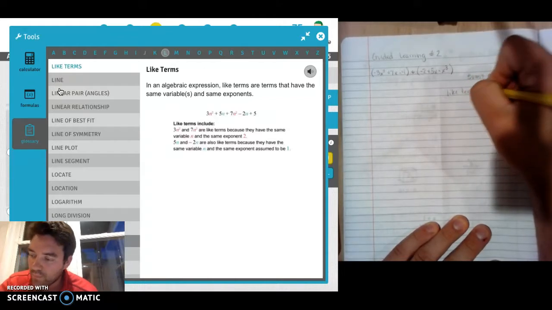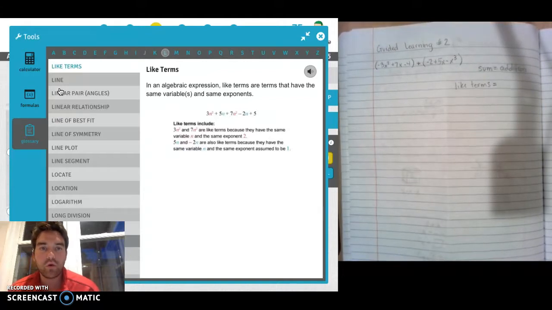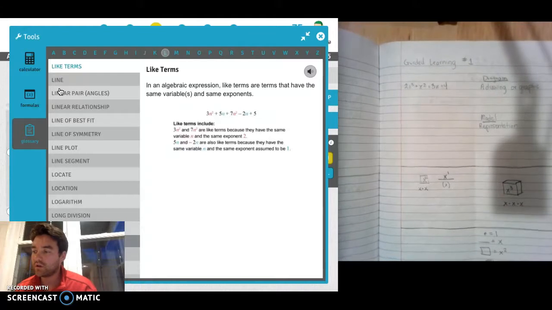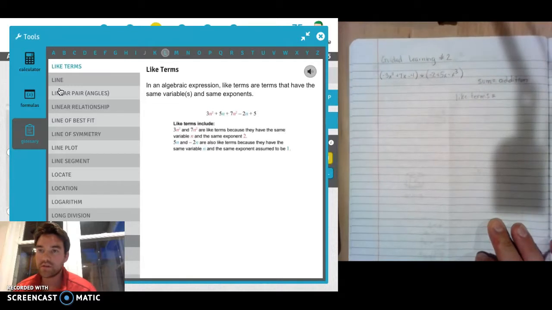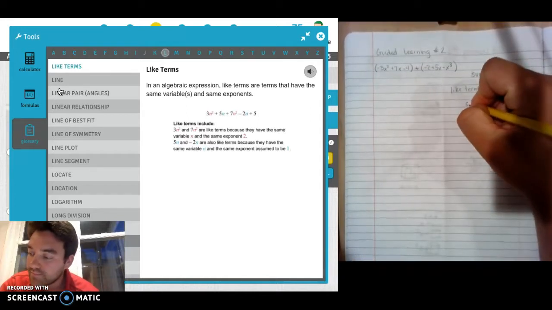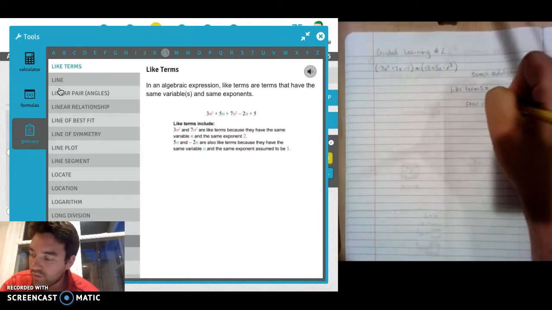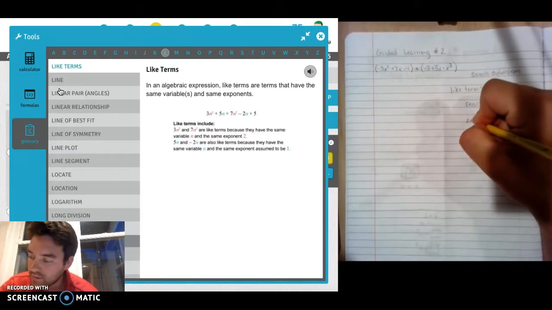See, as we get more complex, we're going to get more better words. Like these ones on the back, like diagram and model, not very mathematical. However, sum and like terms, getting more mathematical. So like terms are going to be same variable and exponents. That's really important. So same variable and exponents.